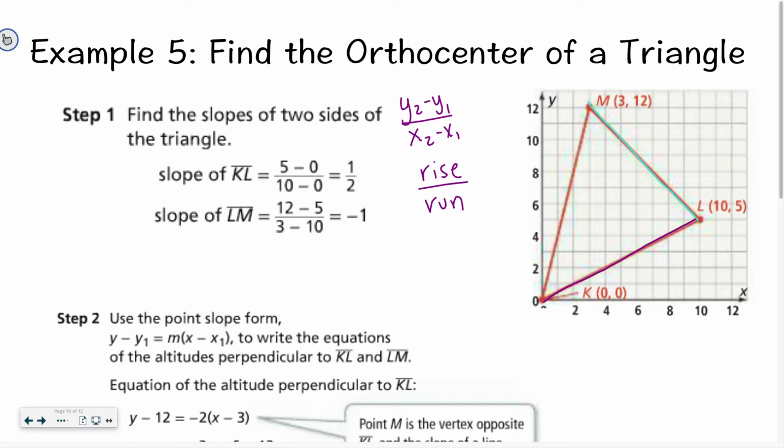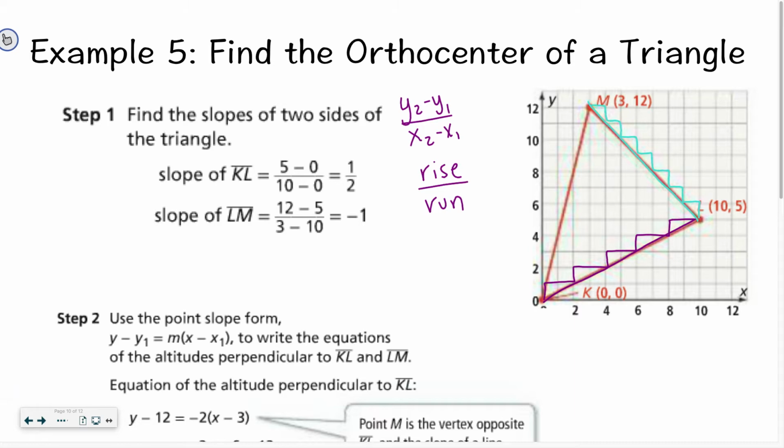So the slope of KL they found was 1 over 2. So if I went up 1 over 2, up 1 over 2, you can see I'm hitting the graph every time I do that. Okay, so that's my slope. And then the slope of LM, I'm going up 1, which is positive, but then left 1, which is negative. So my slope is a negative 1.